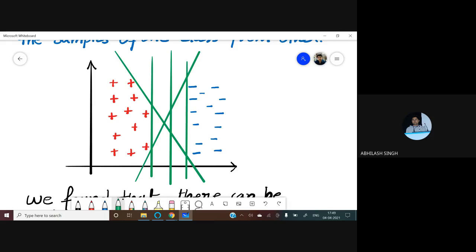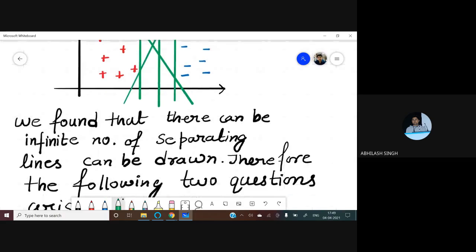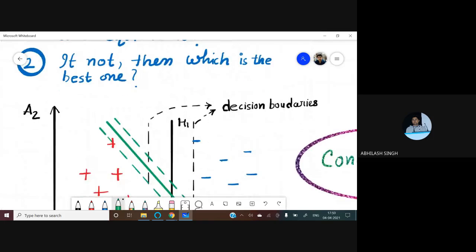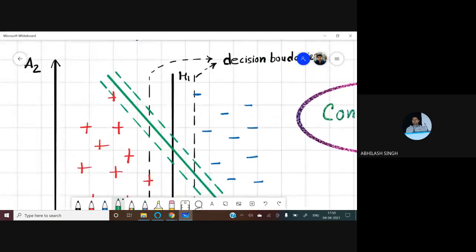So a good classifier must choose one of the infinite number of hyperplanes that performs well not only on the training data but also on the test data. To select that one perfect hyperplane out of these infinite hyperplanes, we can take two scenarios. Let me show you this diagram.